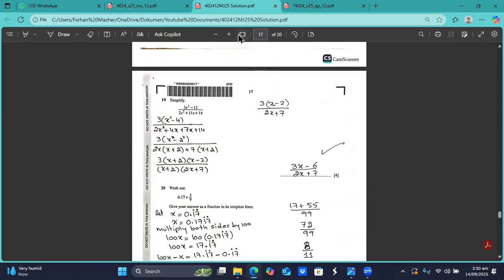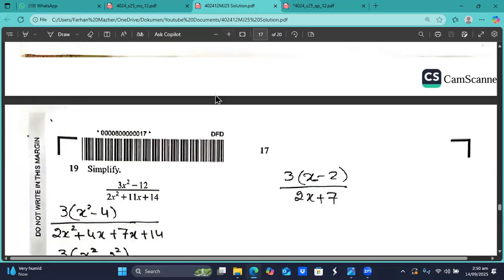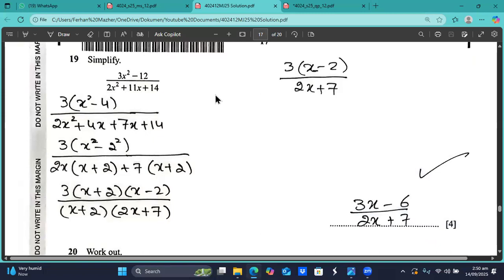Okay, so here we go. Take 3 common from the numerator. In the bracket, you will have x squared minus 4. 4 is 2 squared. Here I'm going to do the middle-term breaking: multiply the extreme terms, you get 28. So 7 fours are 28, and you add them, you get 11. So in the denominator, I will write 2x squared plus 4x plus 7x plus 14. I did the middle-term breaking in the denominator. Upstairs, this is an identity, x squared minus 2 squared, which will be x plus 2 times x minus 2.